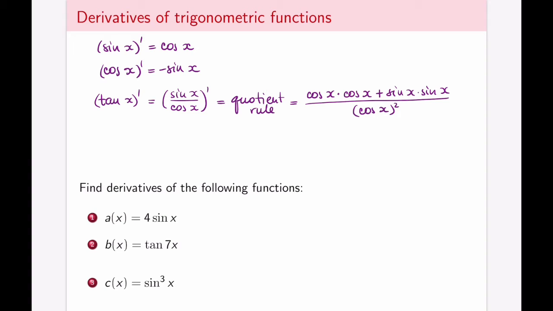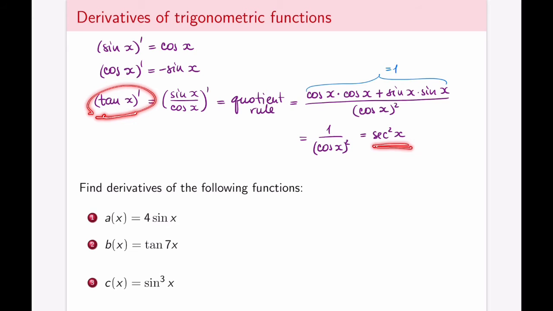Excellent. Let's see what we have on top here. I have cosine squared plus sine squared. Well, I know that cosine squared plus sine squared is just 1 due to the basic trigonometric identity, which means that this expression is equal to 1 over cosine of x squared. I know that 1 over cosine of x is actually secant, and because the cosine here is squared, I'm going to have secant squared x. This is then the derivative of tangent. The derivative of tangent is secant squared x.